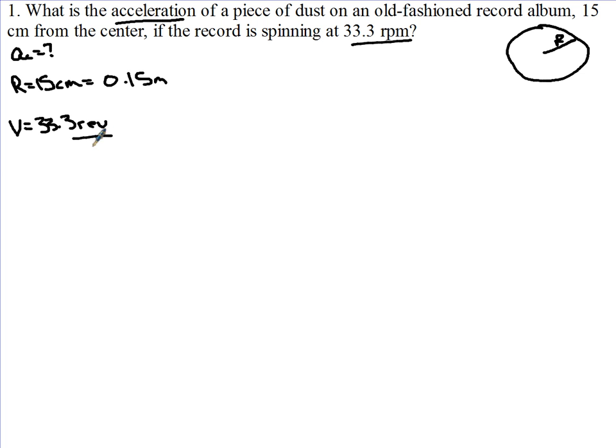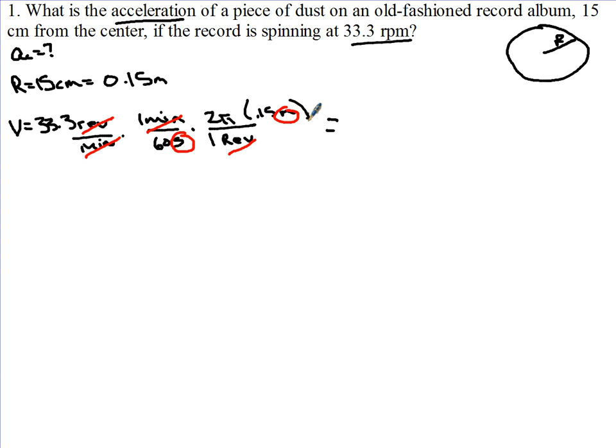33.3 revolutions per minute. Okay, let's do a quick conversion here. 1 minute is 60 seconds. 1 revolution is 2 pi r, and r in this case is 0.15 meters. Let's see if my units are right. Cross these out in red. Revolutions cancel, minutes cancel. I'm left with seconds and meters. So I should be in pretty good shape. Multiply straight across: 33.3 times 2 times pi times 0.15 is 31.38 meters, divided by 60 seconds. So this becomes 0.523 meters per second.